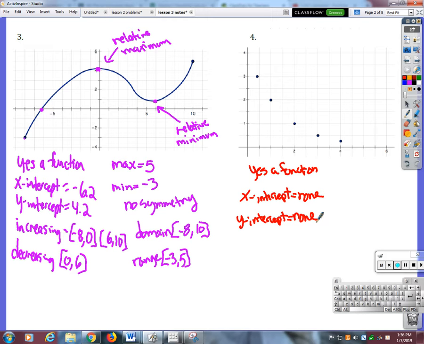Okay, so let's go to maximum and minimum. What's the maximum? 3. What's the minimum? Nope, not quite. Nope. 1 is right there. It looks like about 0.25.